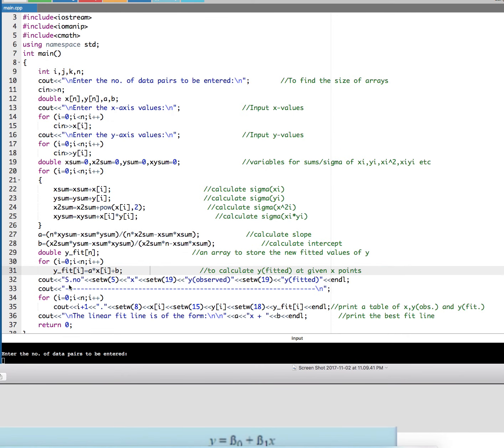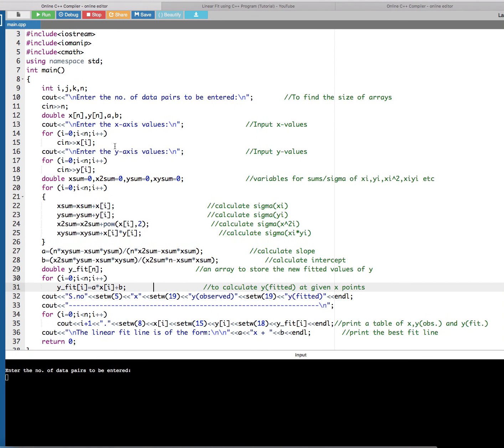That's what we did right here. Okay. Then we have used this one to create this equation. Y fit is equal to this one, right? Now let's go ahead and see some example to see whether this code works.